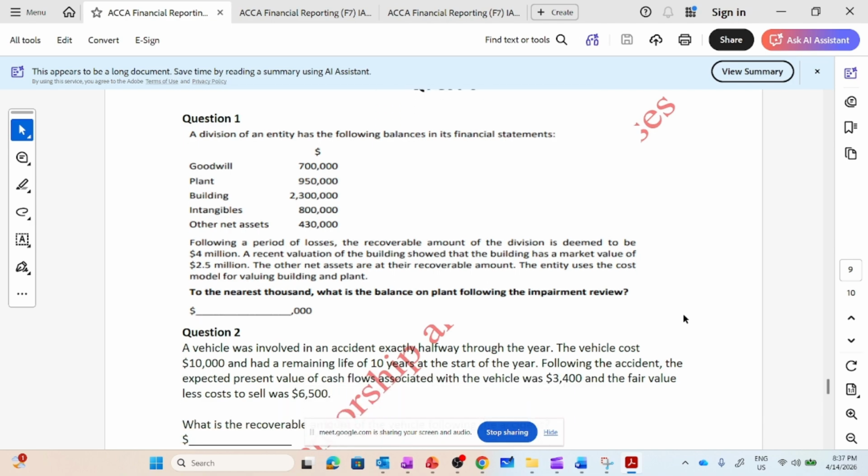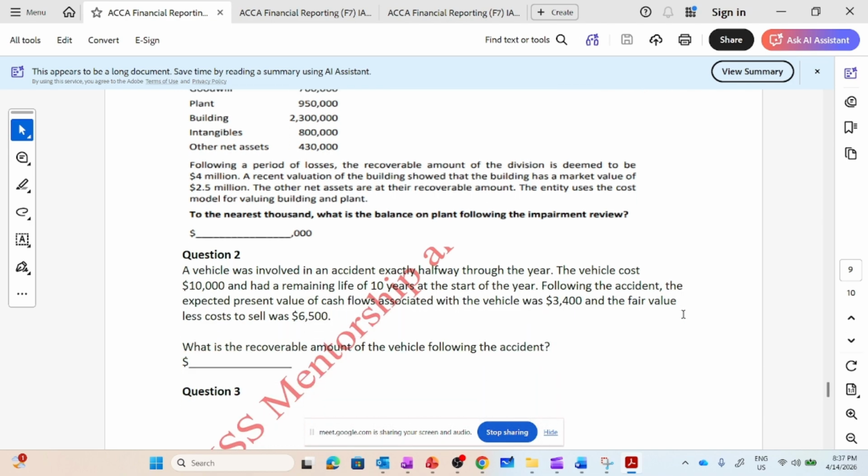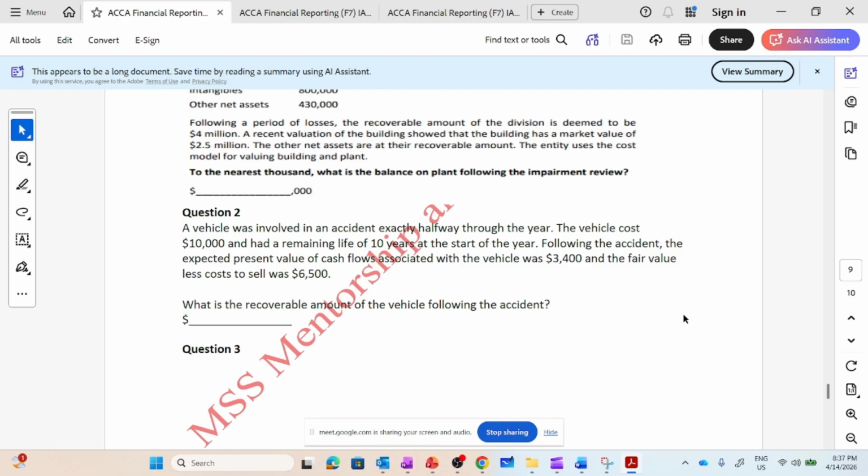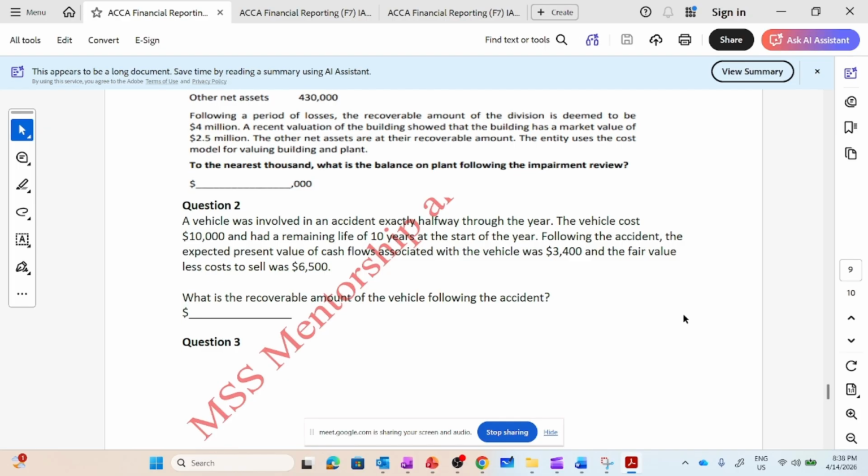So look at example, look at question 2. Nothing to worry about. This is a past question. From question 2, the requirement stated: what is the recoverable amount of the vehicle following the accident?